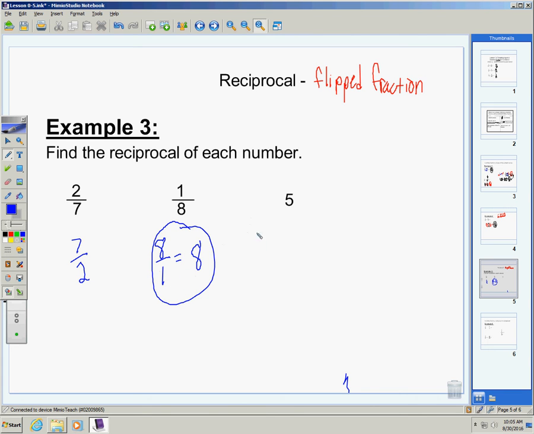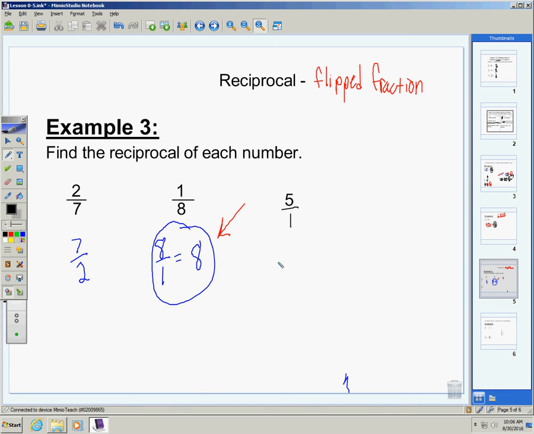Whole numbers are the tricky ones to find the reciprocal of. And the reason is because I don't see a fraction, so how in the world am I supposed to flip it? But if we use what we just talked about over here, in that 8 is the same thing as 8/1, that means 5 is the same thing as 5/1. These would be the same things, 5 and 5/1.